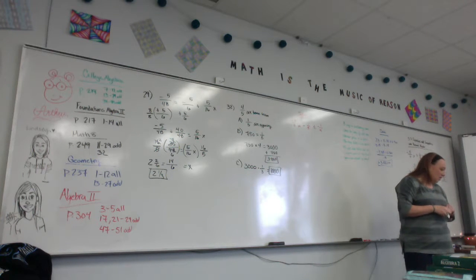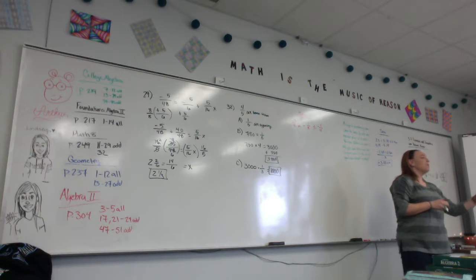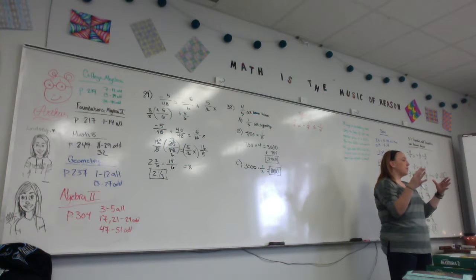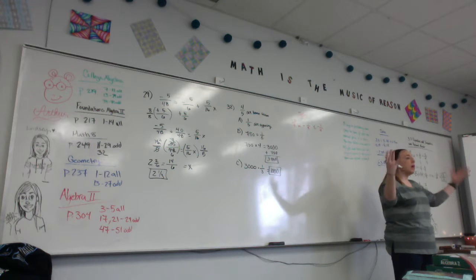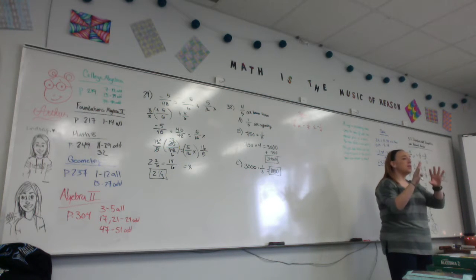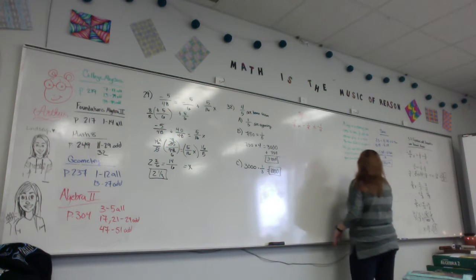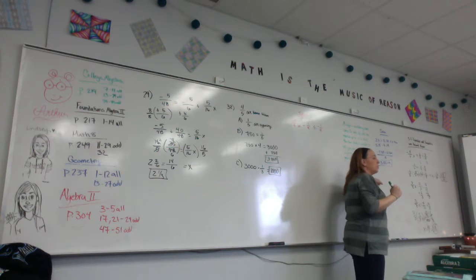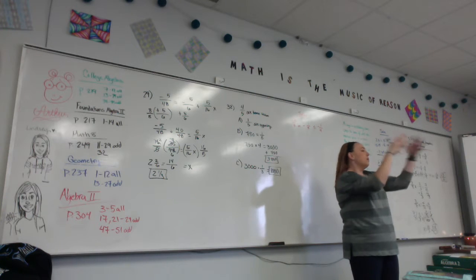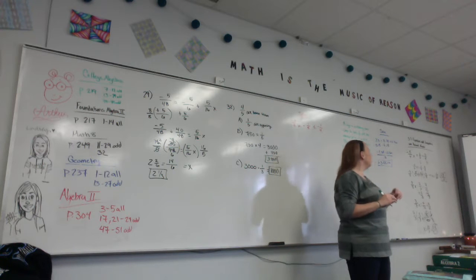Okay, so here's the deal. We're going to set up an inequality for this because I have a total of $25 I can spend. Do I have to spend $25? No. So I have a range of what I can purchase. I can purchase anything $25 or less. So what I'm going to spend is less than or equal to $25.